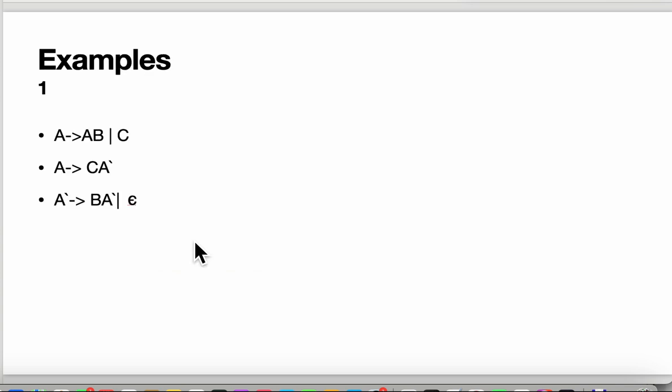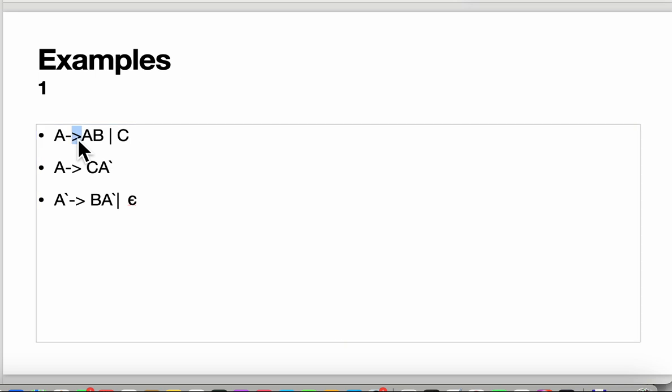Now let us work it out with example 1. Take it here, we have a production given here. A gives A dash. So after eliminating left recursion, we got this grammar. Now there are two terms, A gives A B and A gives C. So there are two terms here.